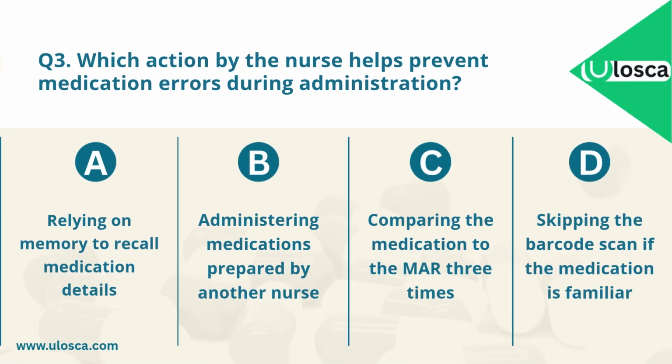Question 3. Which action by the nurse helps prevent medication errors during administration? A. Relying on memory to recall medication details. B. Administering medications prepared by another nurse. C. Comparing the medication to the MAR 3 times. D. Skipping the barcode scan if the medication is familiar. Which one is the correct answer?